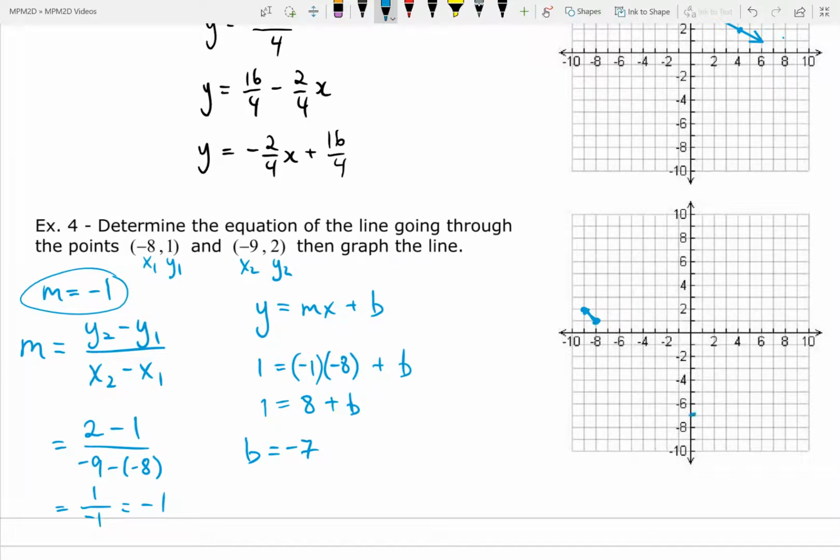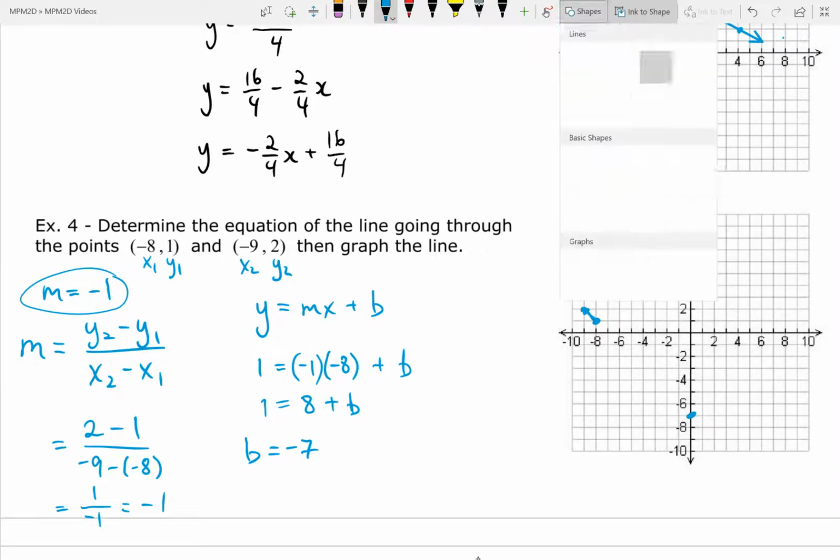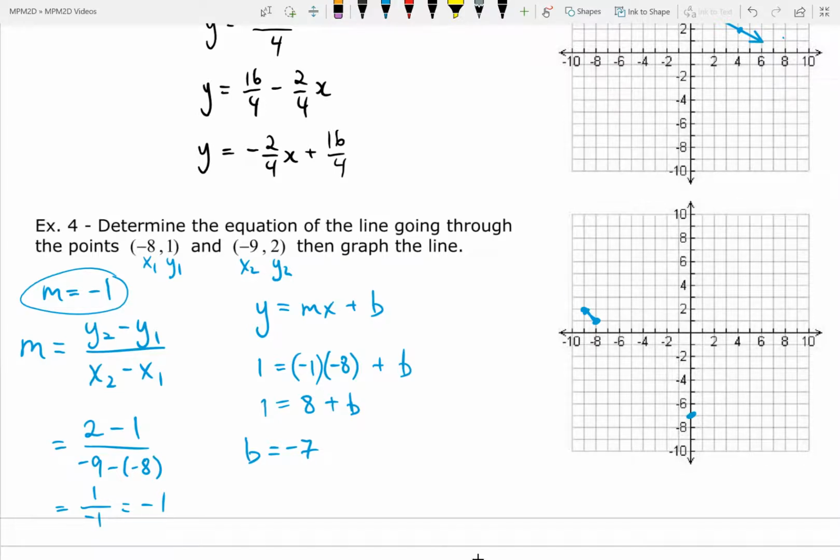So in my grid, I plot negative 7. And then I can continue connecting my points to complete the equation of the line. Right there. Okay. And there you go.